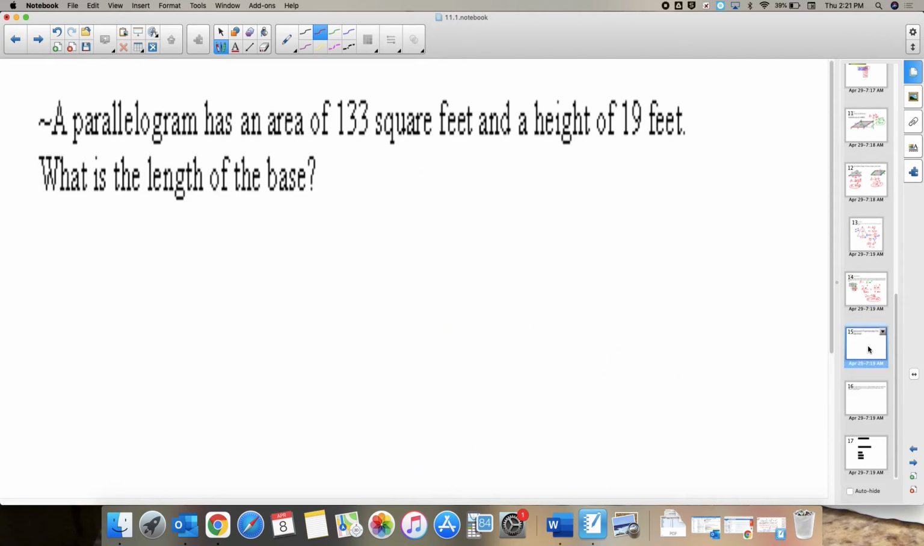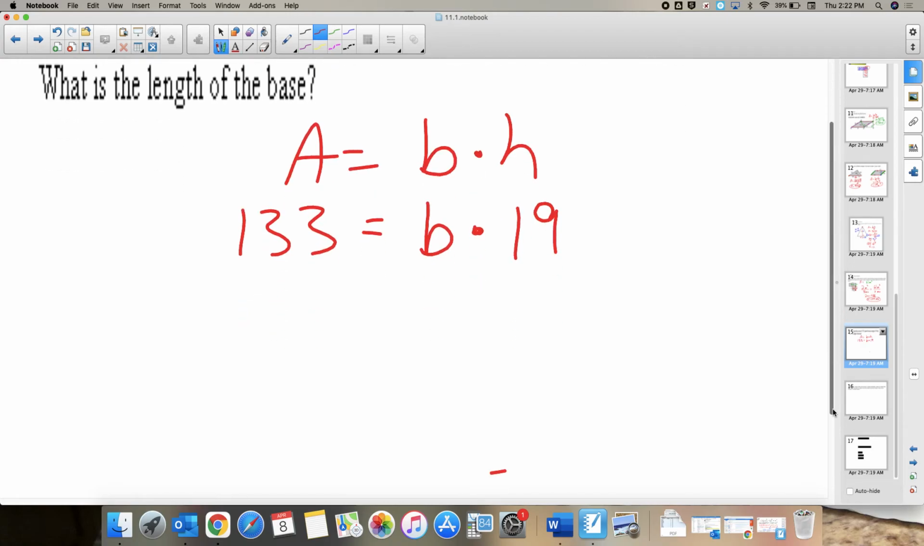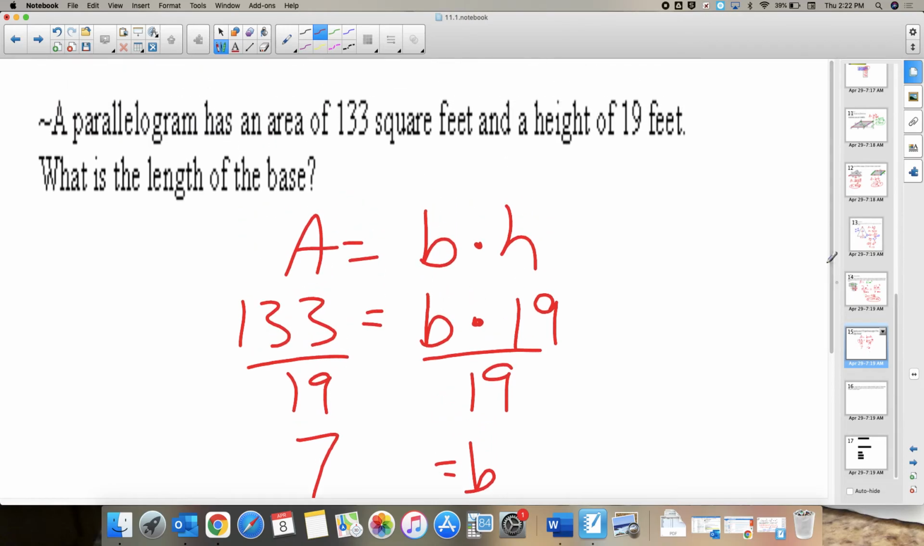All right, next problem says a parallelogram has an area of 133 square feet and a height of 19 feet. What is the length of the base? Area of a parallelogram is just base times height. My area, they say, is 133. My base, we don't know. We'll just call it b or x if you want to. The height is 19 feet. So to solve for my base, we just divide both sides by 19. I have 133 divided by 19 gives me the base to be 7. Looking back at my units, everything was in feet, so my base is also in feet.